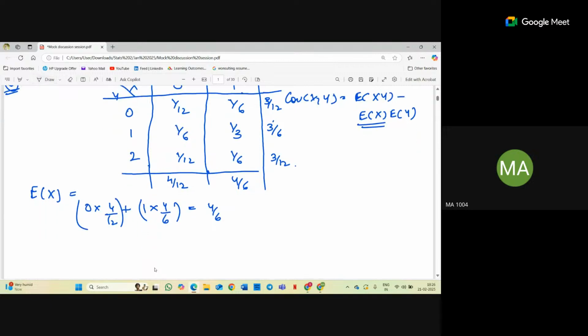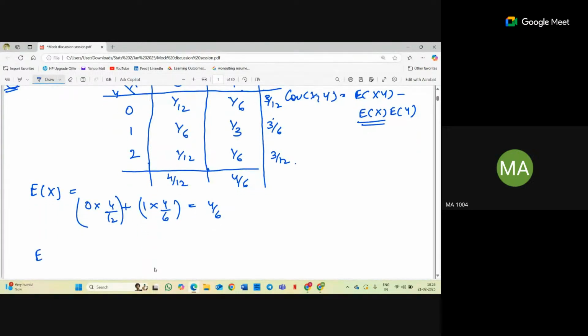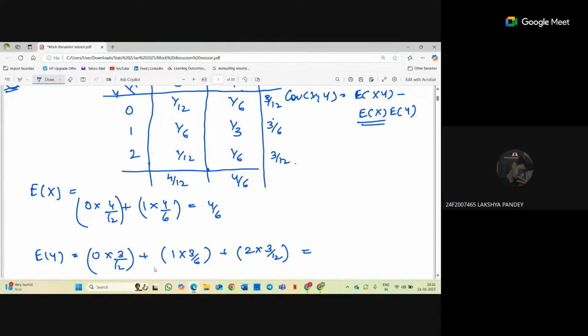Okay. Now expectation of y would be 0 into probability of y equals 0, which is 3 by 12, plus 1 into probability of y equals 1, plus 2 into probability of y equals 2, which is 3 by 12. So in total, we would be getting 1. Till here, is it fine? Yes, ma'am.